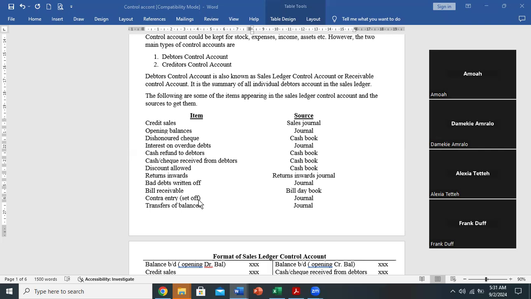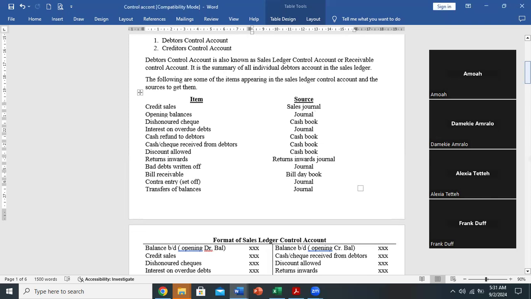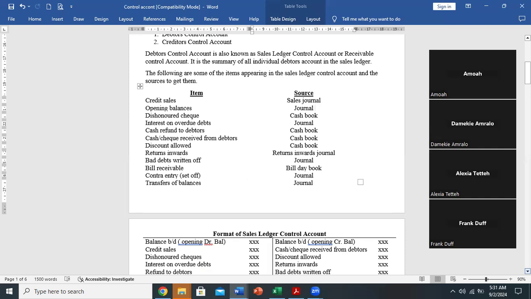Now, dear professors, if you get familiar with these items, then the preparation of the account is very simple, because you only need to debit and credit these items into the account. But how do you know whether to put an item at the debit side or the credit side? Among the things that we have listed here, this is the principle I'm giving you, and please note it somewhere. For your debtors account, any item that increases the debtors balance, you debit it.